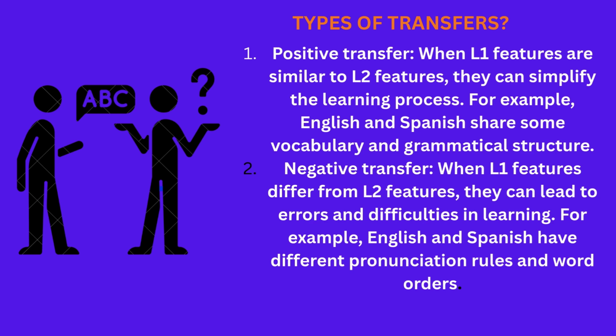Negative transfer, when L1 features differ from L2 features, they can lead to errors and difficulties in learning. For example, English and Spanish have different pronunciation rules and word orders. For example, in English, the adjective goes before the noun, and in Spanish, the adjective goes after the noun.